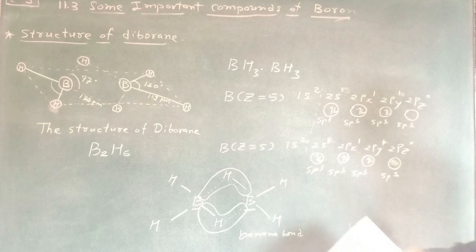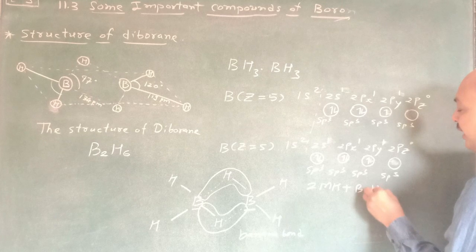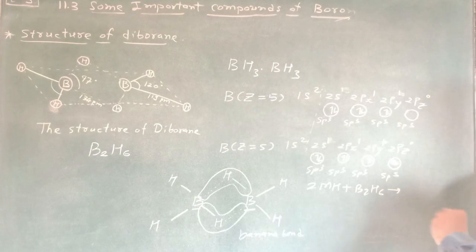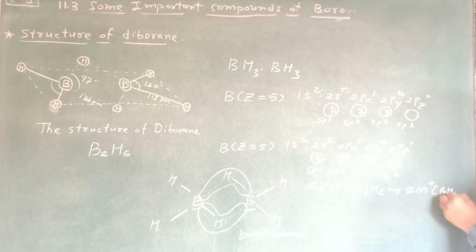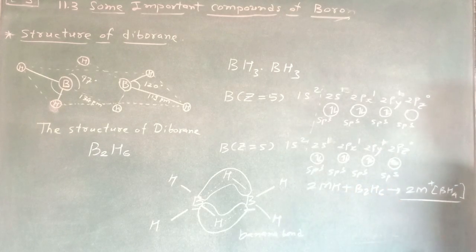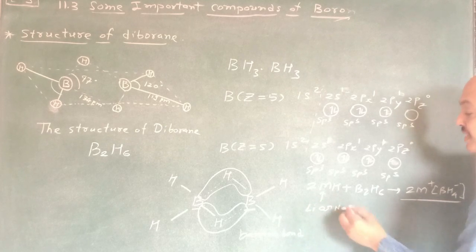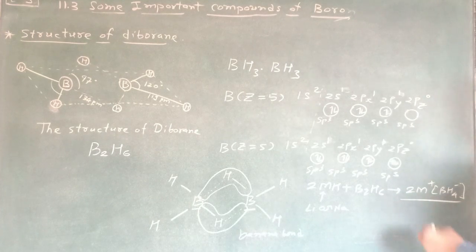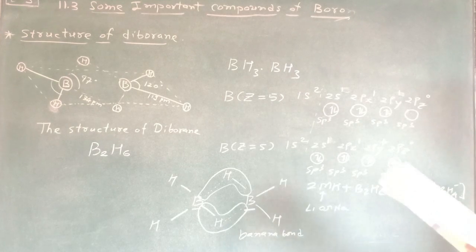So 2MH plus B2H6, what does that mean? It gives 2M plus and BH4 minus. This type of complex is formed, where the metal M stands for lithium or sodium. Those metal hydrides react with B2H6, and that's why we get 2M plus BH4 minus, that is LiBH4 or NaBH4. This type of compound is formed.